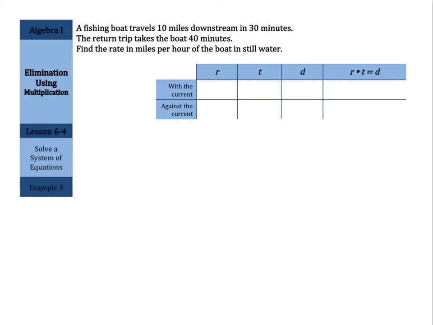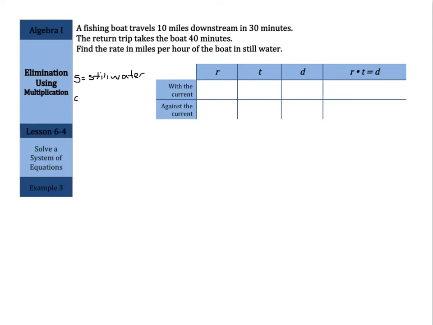Now for our word problem. A fishing boat travels 10 miles downstream in 30 minutes. The return trip takes the boat 40 minutes. Find the rate in miles per hour of the boat in still water. Well, let's just calculate for now in minutes, and we'll convert to hours at the very end. We need to define our variables first. And so if I define my S as still water speed, the speed the boat would be in still water.